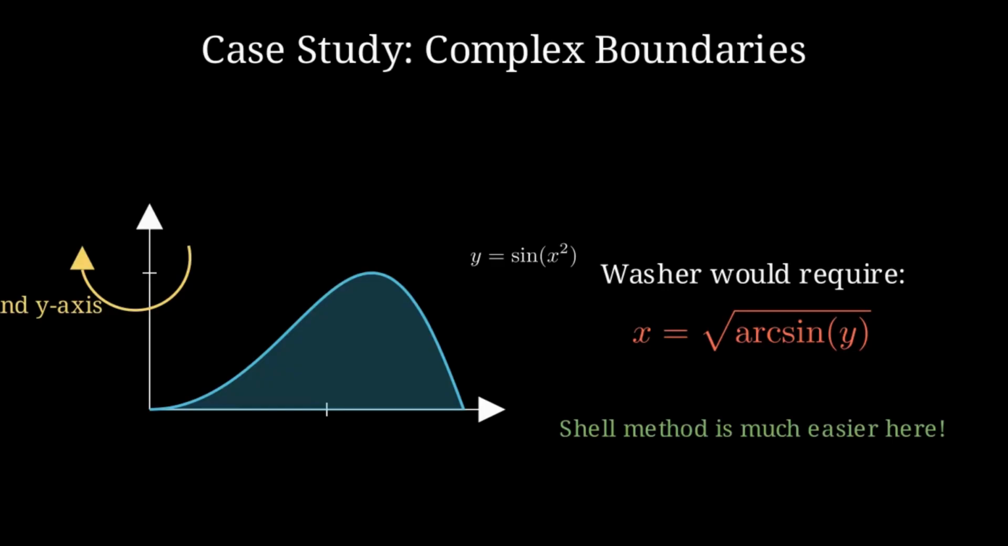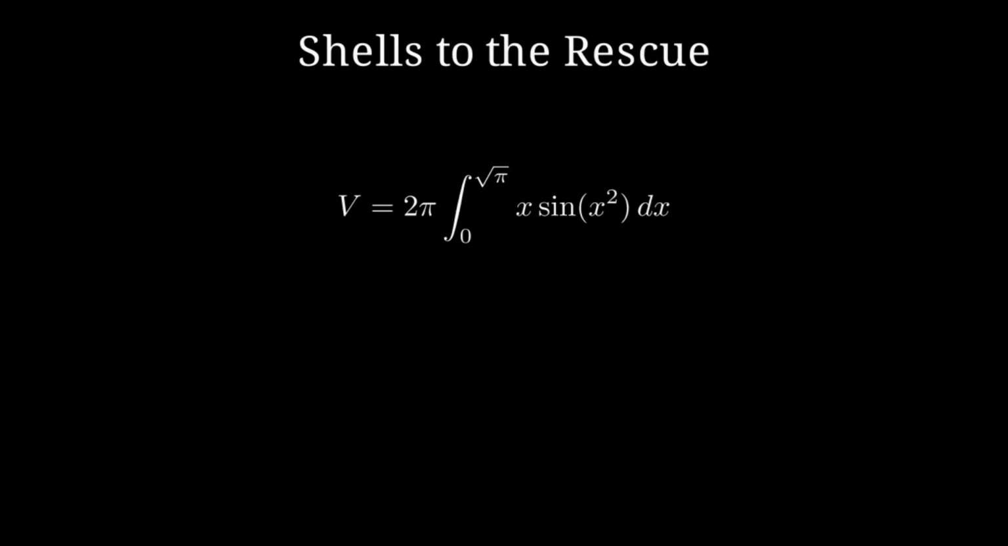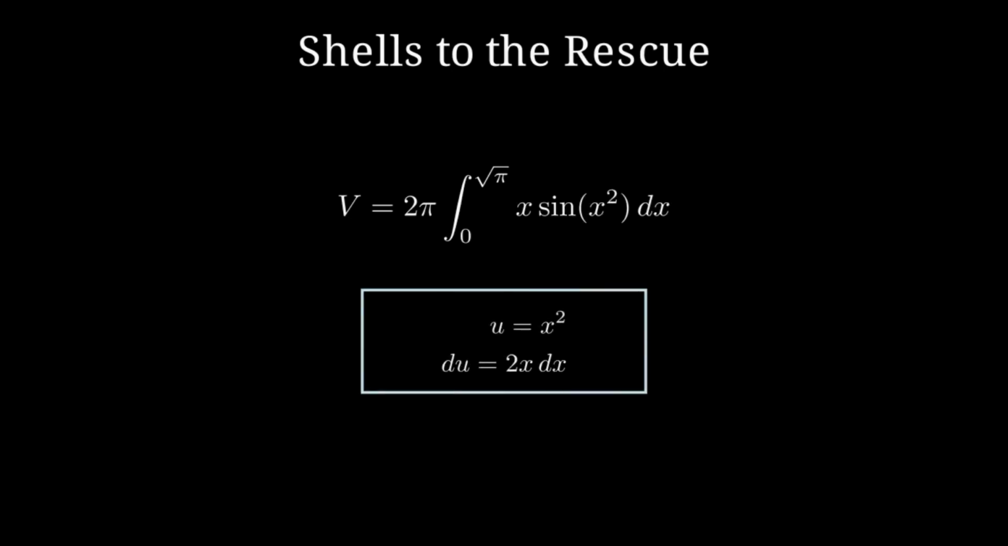This is where the shell method shines. By using the shell method, we keep the function in terms of x. The integral becomes 2 pi times the integral of x sine x squared. This is a simple U substitution problem. By choosing shells, we turned an impossible integration task into a straightforward Calculus 1 exercise.